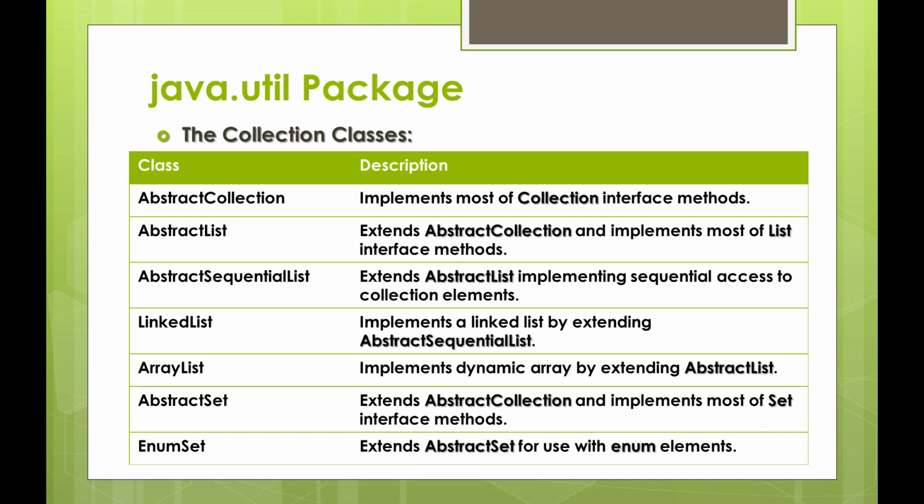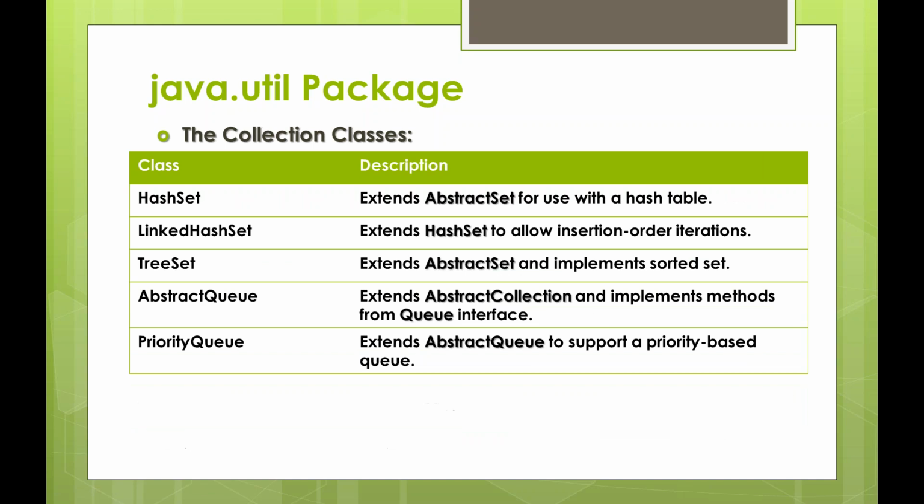ArrayList implements a dynamic array, which is nothing but dynamically you can store objects in the ArrayList, and you can remove them so that it shrinks. It either grows or shrinks according to your needs. That is your dynamic array or expandable array. Then you have the Set interface, which is implemented by AbstractSet by extending the AbstractCollection abstract class, and EnumSet, which extends AbstractSet and is used to work with enum elements. We know what enumerations are.